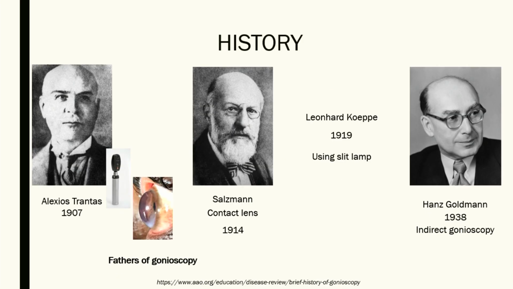Alexio Trantas was the first person to view the angle of the anterior chamber. He did so in a patient of keratoglobus. By indenting the limbus of the eye, he was able to view the angle structures, and he used a magnification of a DO in order to magnify it. Subsequently, Salzman used a convex contact lens in order to view the angle. Later, this was modified by Koppi to see the angle using a slit lamp. The modern day gonioscopy that we perform routinely in our outpatient was introduced by Hans Goldmann.